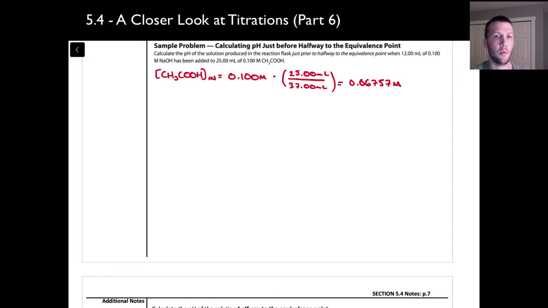So I've got 0.100 molar acetic acid, and I'm multiplying that by 25 mL divided by the 37 mL that is now the total volume to get 0.06757 molar. I'm going to go ahead and do the same thing with the sodium hydroxide.